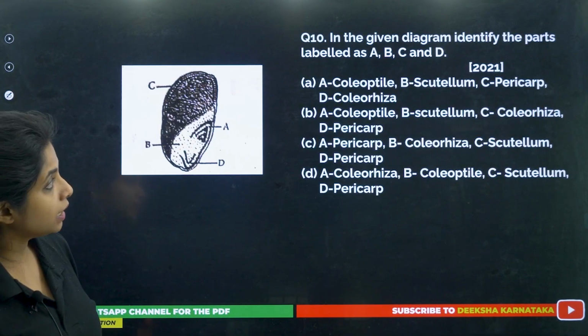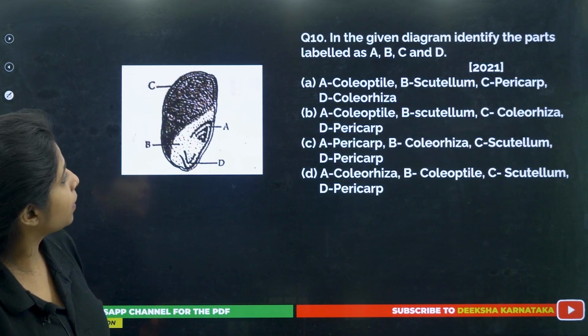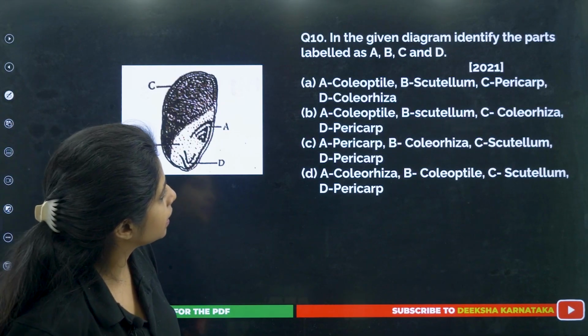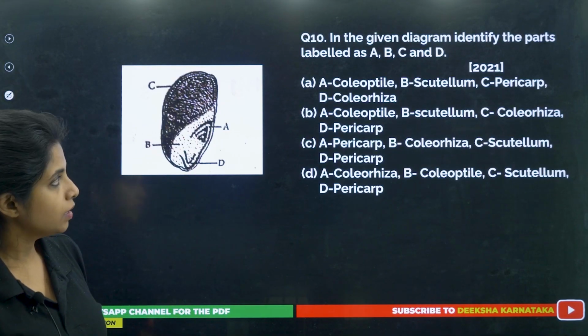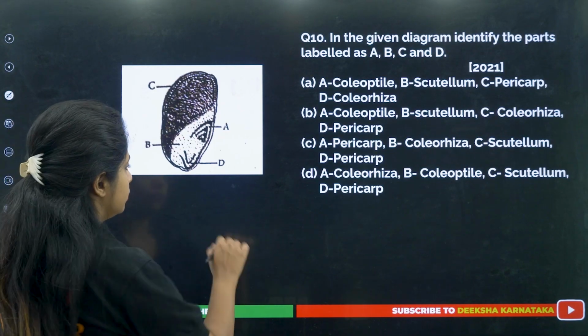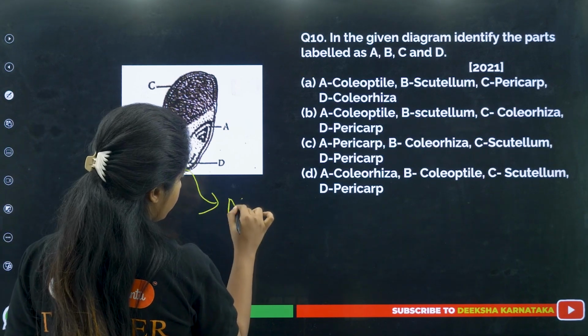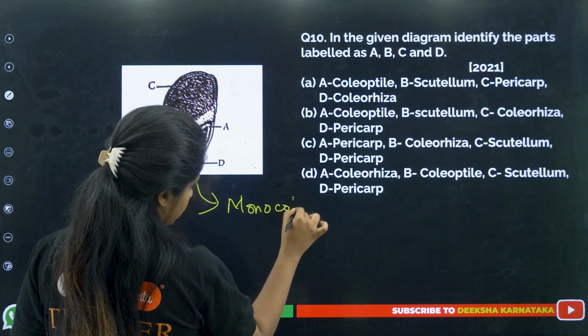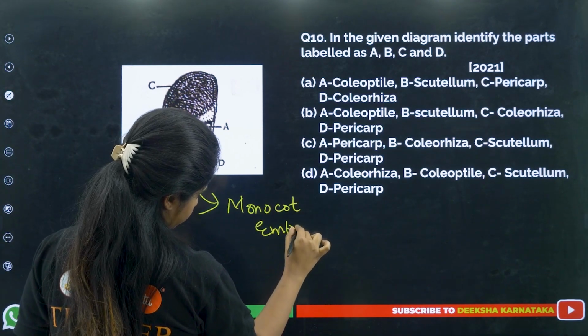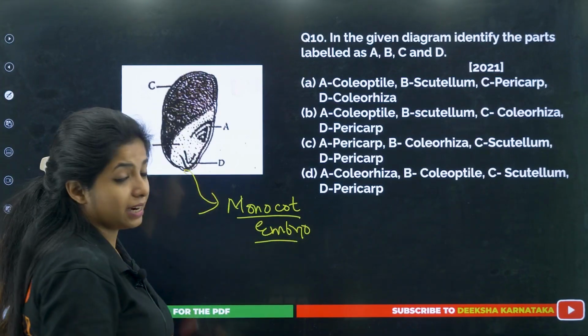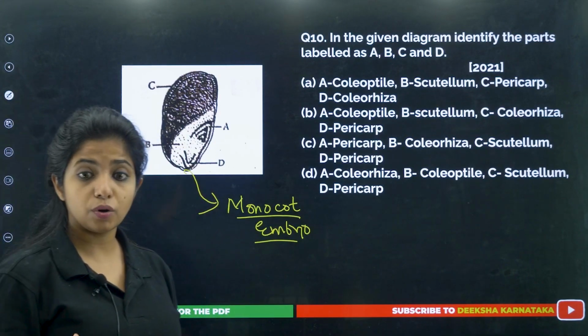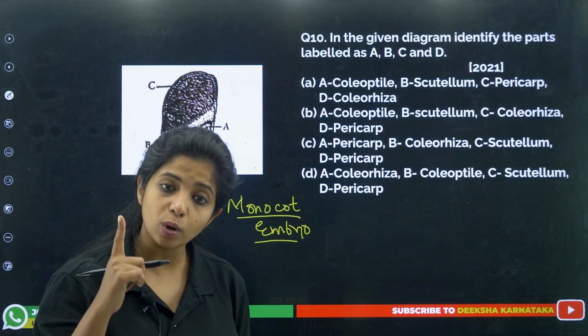Next question. In the given diagram, identify the parts labeled as A, B, C, D. Okay, so this given diagram is of monocot embryo. Monocot as in grass and stuff like that. Castor, coconut, they're all monocots. They just have one cotyledon.